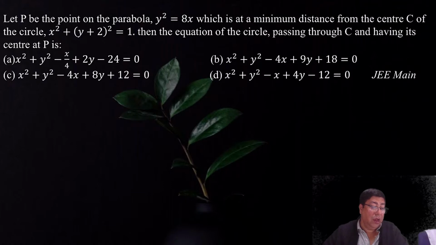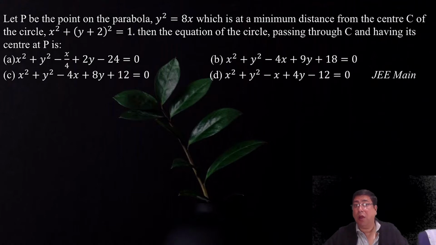Next sum. Let P be the point on the parabola y square is equal to 8x, which is at a minimum distance from the center C of the circle x square plus y minus 6 whole square equal to 1. Then the equation of the circle passing through C having the center at P.